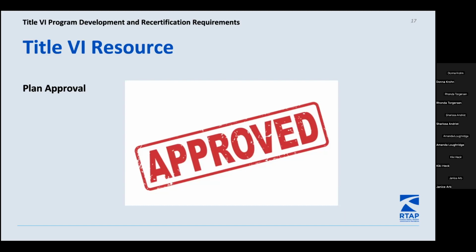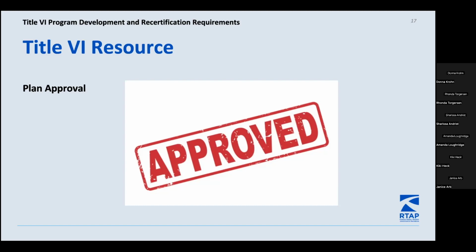And as I said, this is important for first-time applicants, but it's also something that people who are resubmitting their Title VI program should be aware of too. If they are already used to this process, you do have to have their approval every time you resubmit the Title VI.